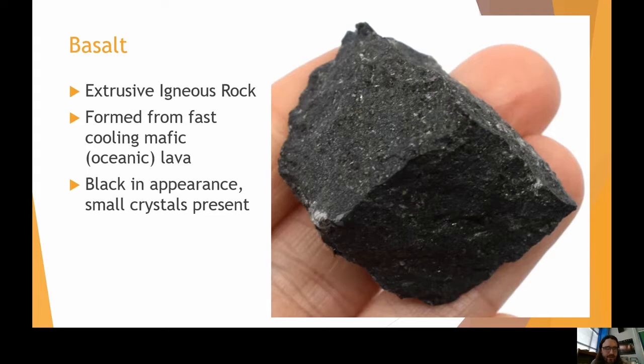Basalt is another extrusive igneous rock. So all three of those first ones, obsidian, rhyolite, and basalt, are all extrusive igneous rocks. So we're going to find those at the surface of the earth where lava is cooling down fast. What's different about basalt is that it is formed from oceanic lava or mafic lava. This is also black in appearance like obsidian, but typically you can see it's not very glass-like, and it will have tiny gray or whitish crystals to it.